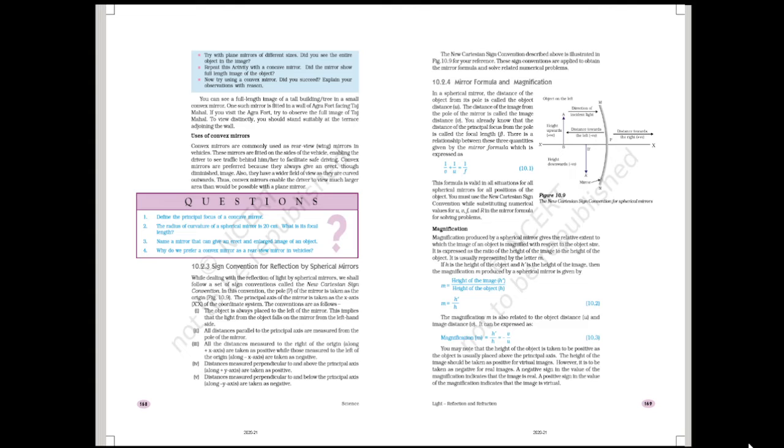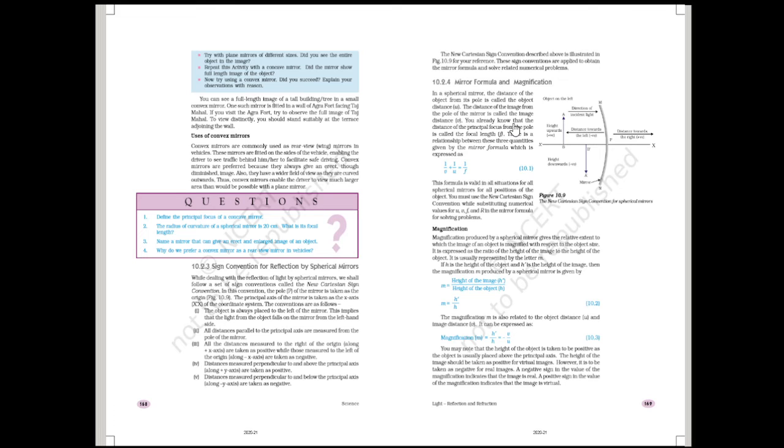Alright, now after this we have magnification. Magnification is the height of the image, that means h dash, upon the height of the object, that means h. That means m is equal to h dash upon h, and when it comes to the magnification related to the object distance and the image distance, it is expressed as magnification m is equal to h dash upon h, that means minus v upon u.